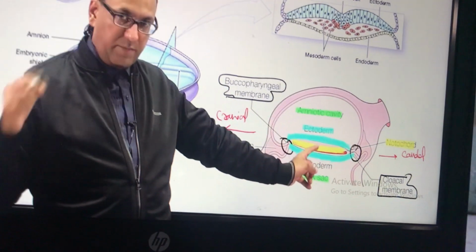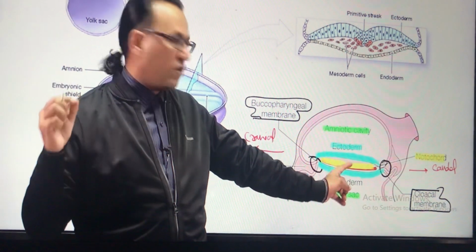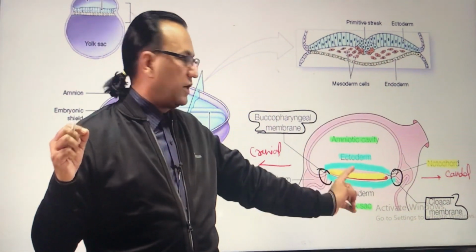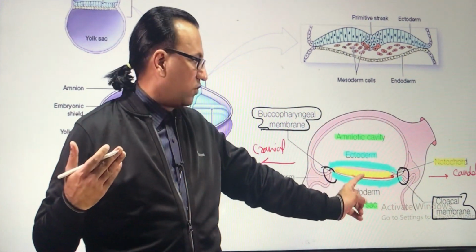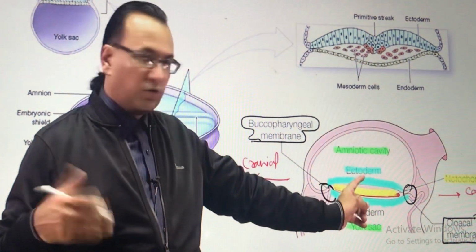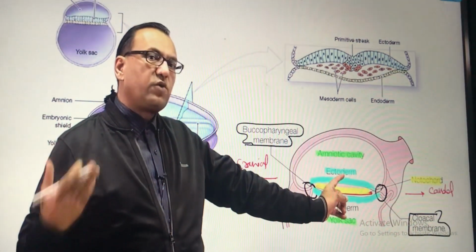And this notochord is important because it is going to stimulate the overlying ectoderm so that it will turn into neuroectoderm and form the nervous system. If you remove the notochord, then the ectoderm is not going to change into neuroectoderm and there is no formation of the nervous system.